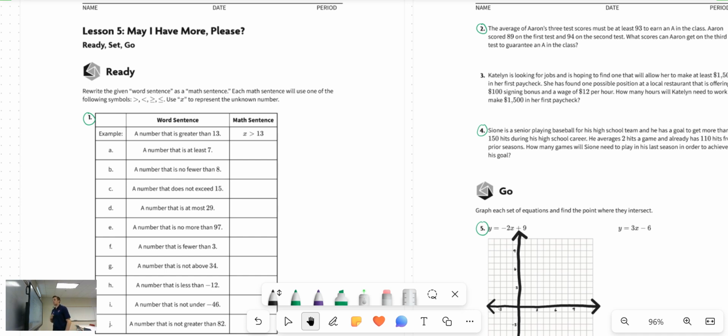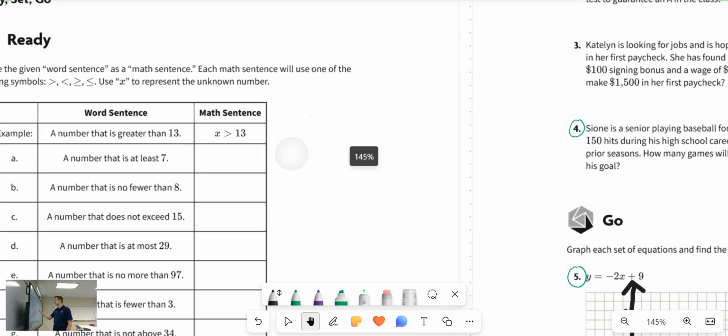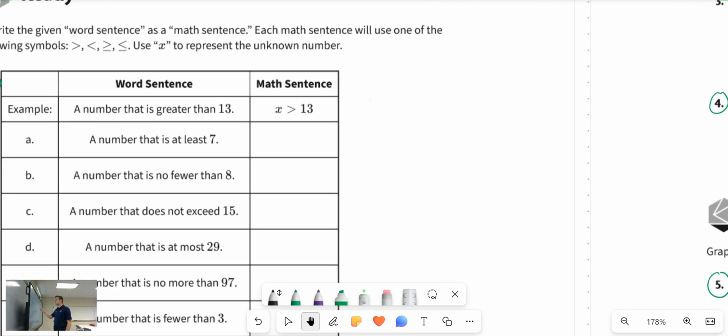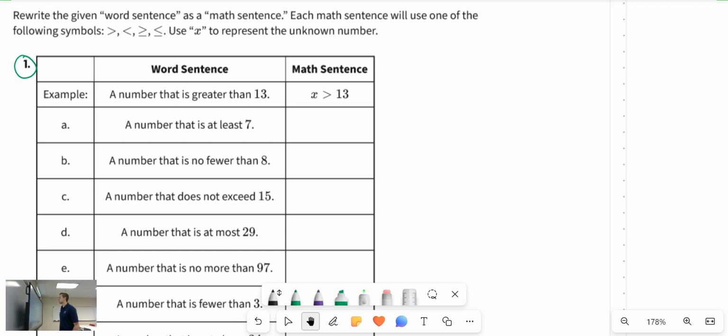So, we're going to start with number 1. We are going to rewrite the given word sentence as a math sentence. Each math sentence will use one of the following symbols, either greater than, greater than or equal to, or less than or equal to. Use X to represent the unknown number. Okay, so let's zoom in just a little bit. So let's cover our example first. A number that is greater than 13. So that would be a number, X, greater than 13.